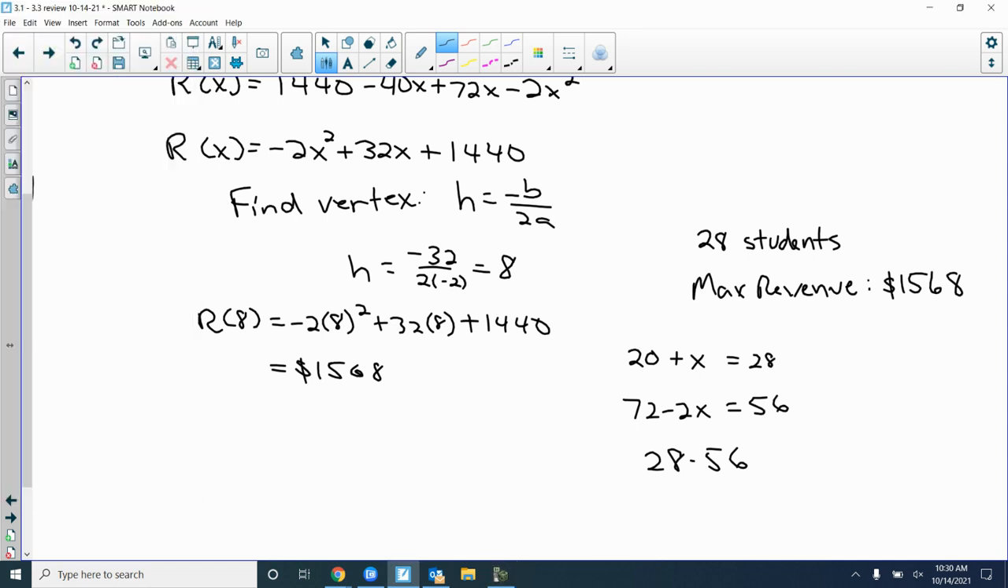So we do know the max revenue, we do know the number of students, and we do know the price per student. All right, good.